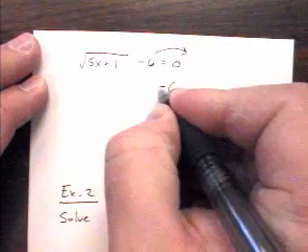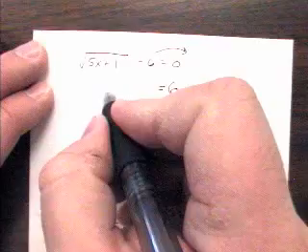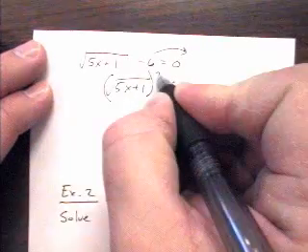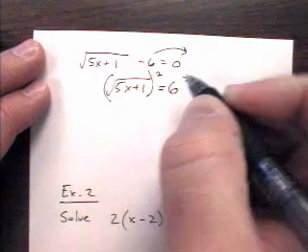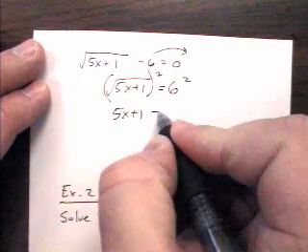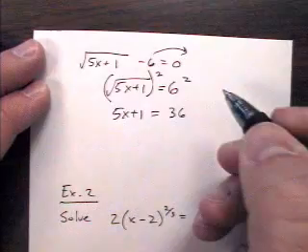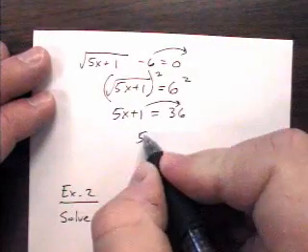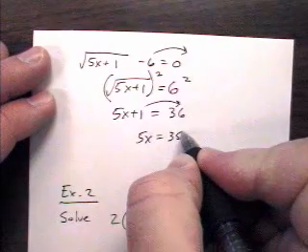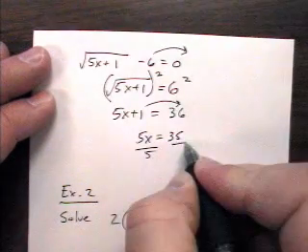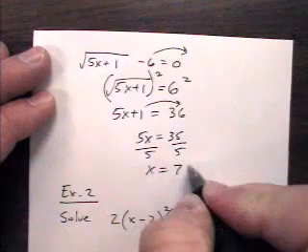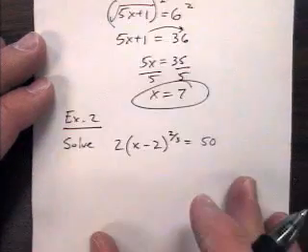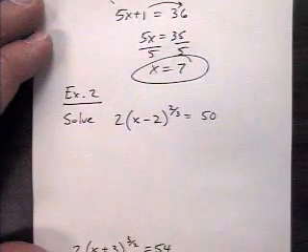Isolate the radical, right, by adding 6 to both sides. Square both sides to get rid of the radical. And then from there, it's a pretty simple problem, right? You're going to subtract 1. You're going to divide by 5. There you go.